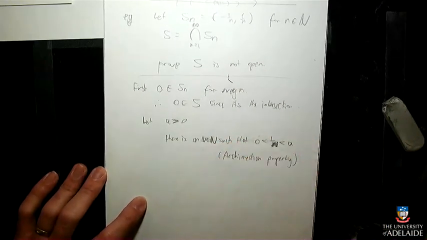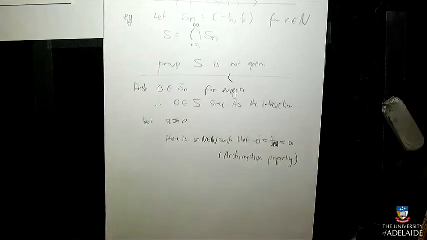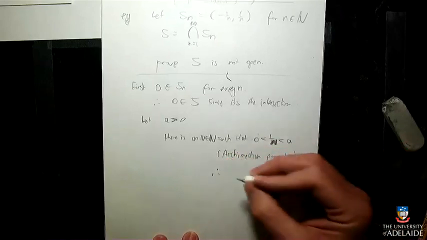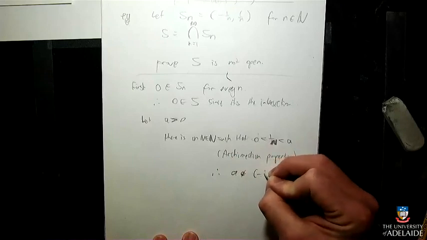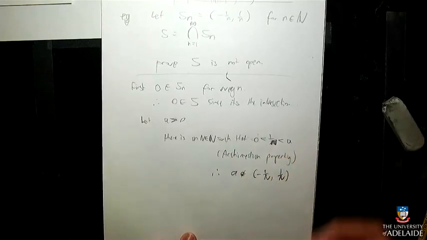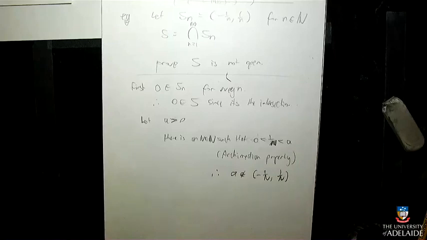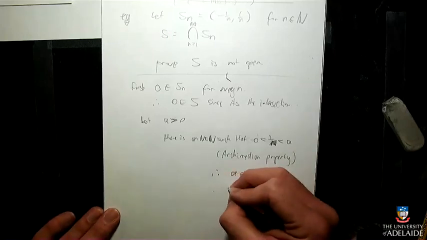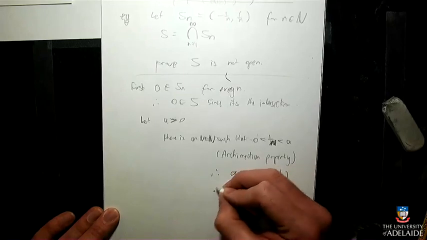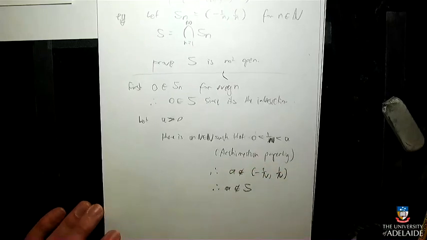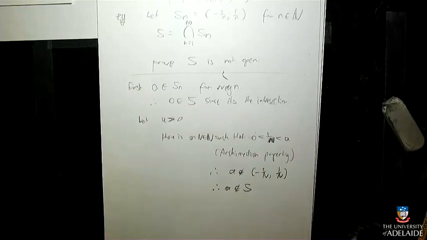So therefore A is not in this set because it's bigger than 1 on n. And so therefore A can't be in S. It would be probably a cop-out to say a similar argument shows that A is not in S if A is less than 0, but I reckon it would be okay.